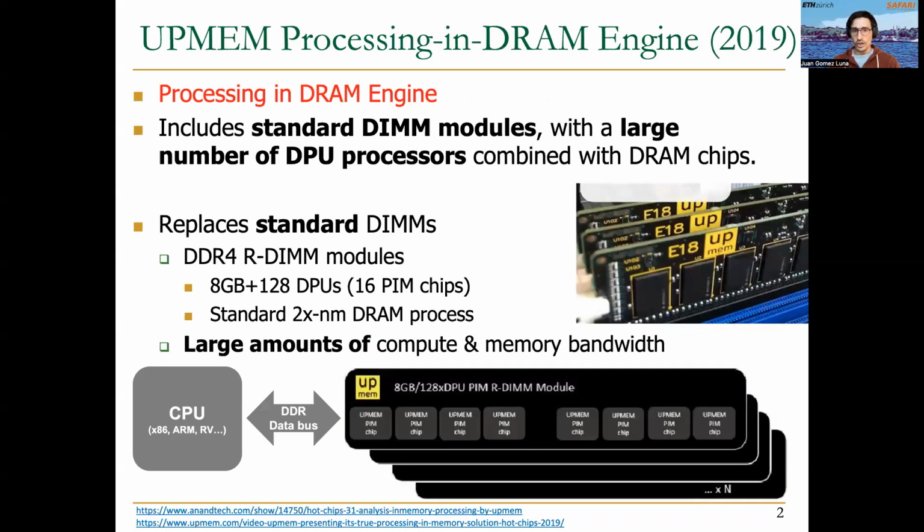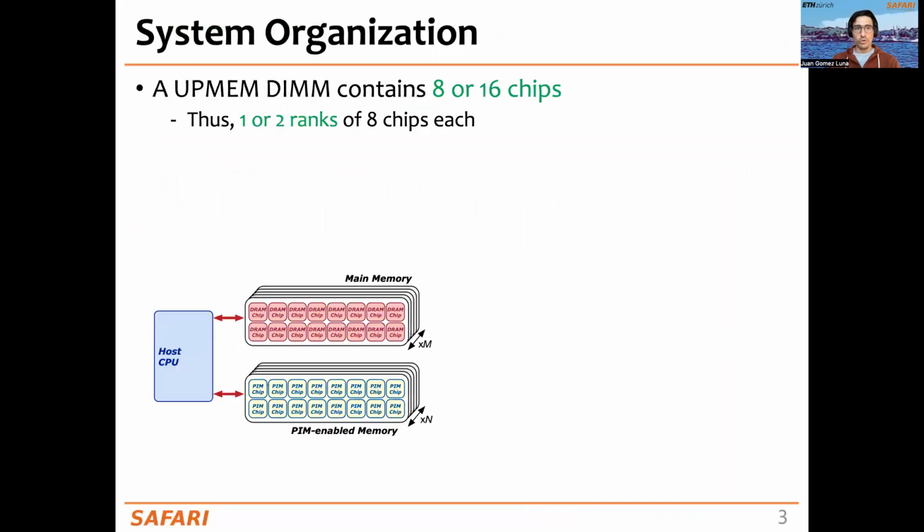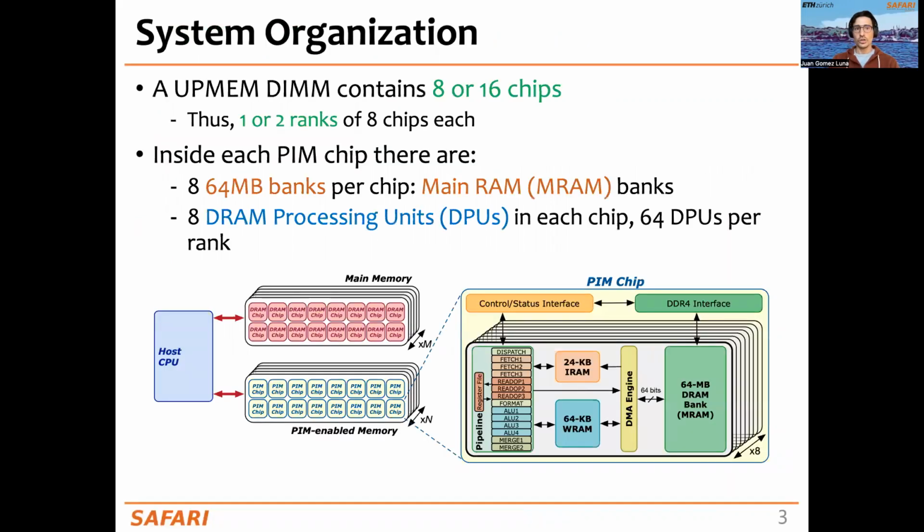Inside each DIMM, we have multiple PIM chips or UPMEM PIM chips, and inside the PIM chips, we have DRAM memory banks and small processors called DPUs. Remember as well the system organization with a host CPU that still has access to conventional DRAM, the main memory, but also this accelerated DRAM that is a PIM-enabled memory.